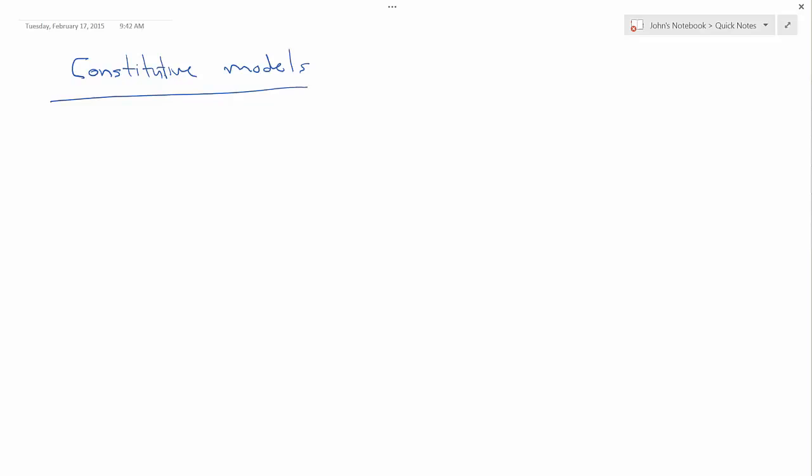Hooke's law. You probably learned it in the sense that it's some relationship between stress and strain. You might have seen it like this: stress is equal to E times strain. And this is true in one dimension. But we haven't, in this class at least, even defined strain. And how many definitions of strain are there?